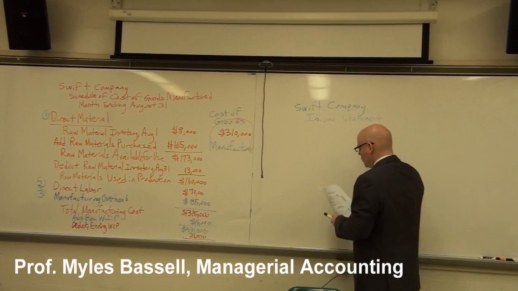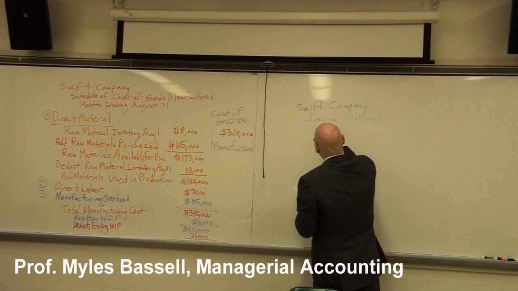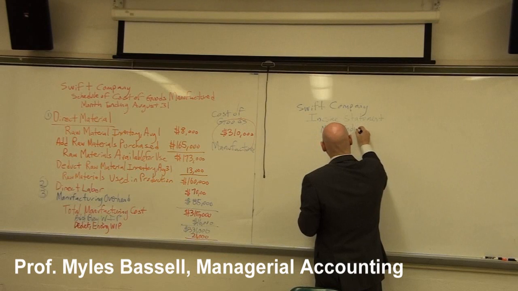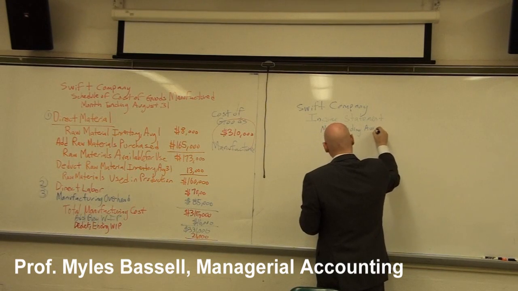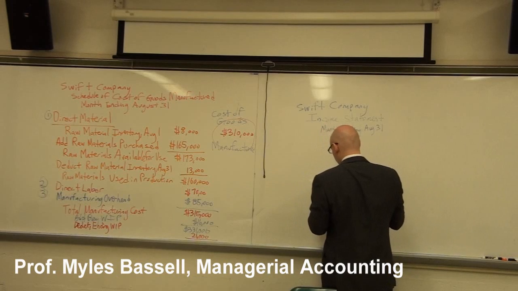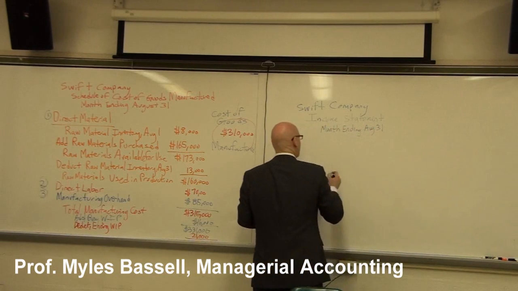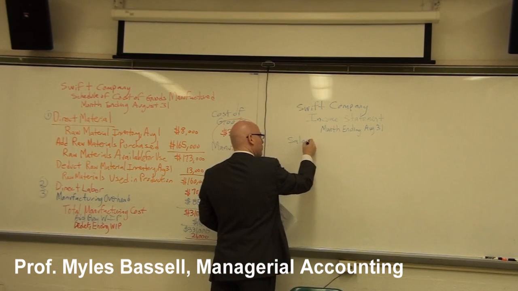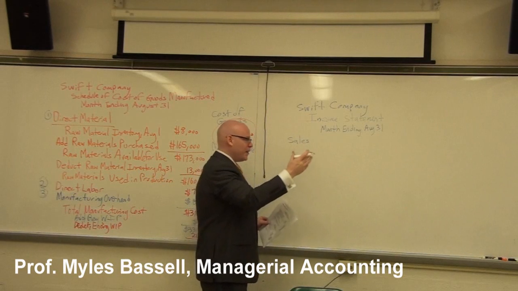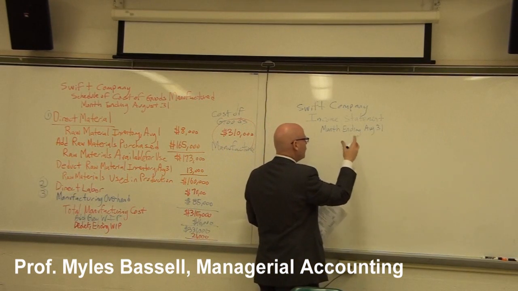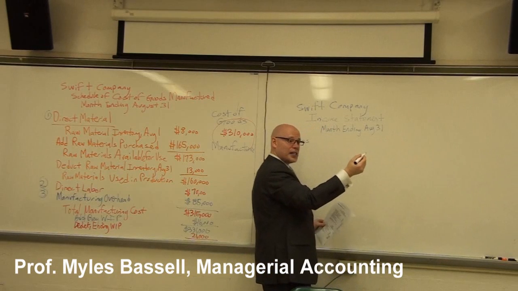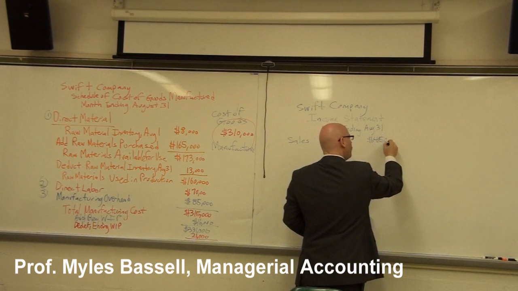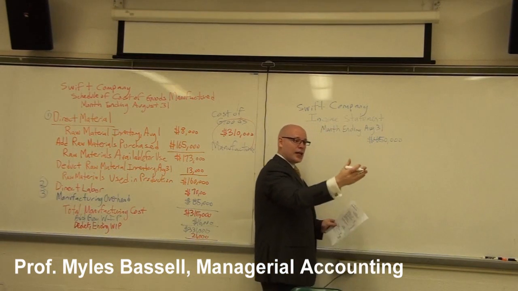this is their income statement, and this is for the month ending August 31st. So the first thing that we put on our income statement is the amount of sales. In this case, we're told in this scenario for Swift Company that for the month of August, they had sales of $450,000.